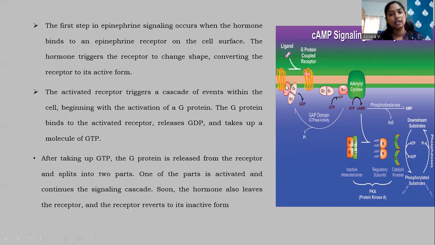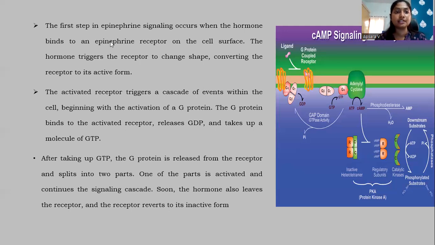First it will go and bind to the G protein coupled receptor. It brings about a conformational change. It releases a molecule of GDP and takes up a molecule of GTP. And this will bring about the release of the G protein from the receptor. Here you can see the G protein has three components, G alpha, G beta, and G gamma. Now it splits into two parts, G alpha as one part and G beta and G gamma as another part. G alpha is the active part. This will take up another molecule of GTP, and then it continues the signaling cascade.